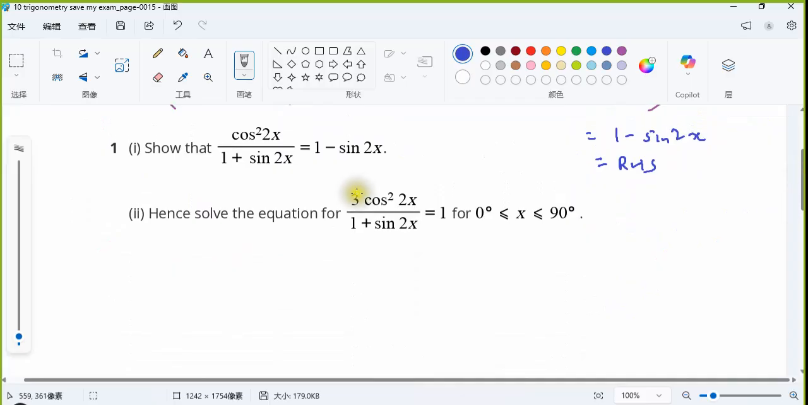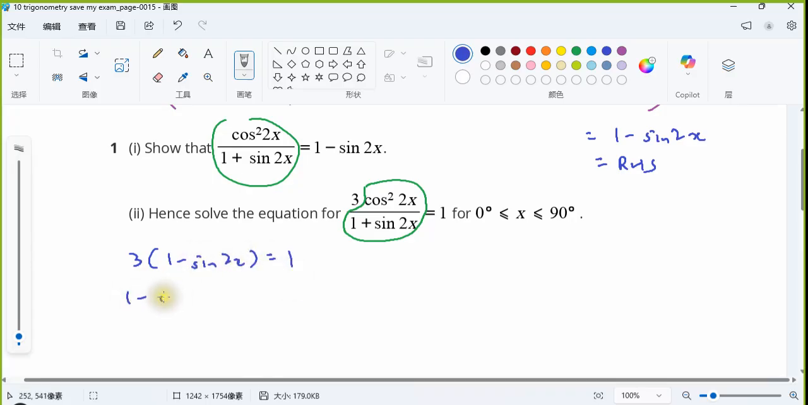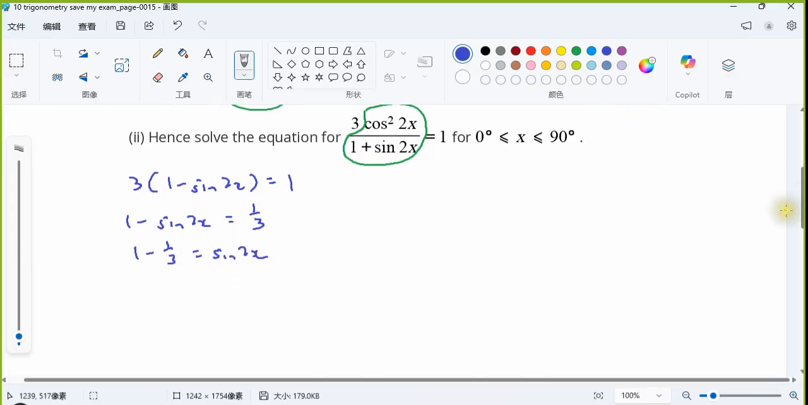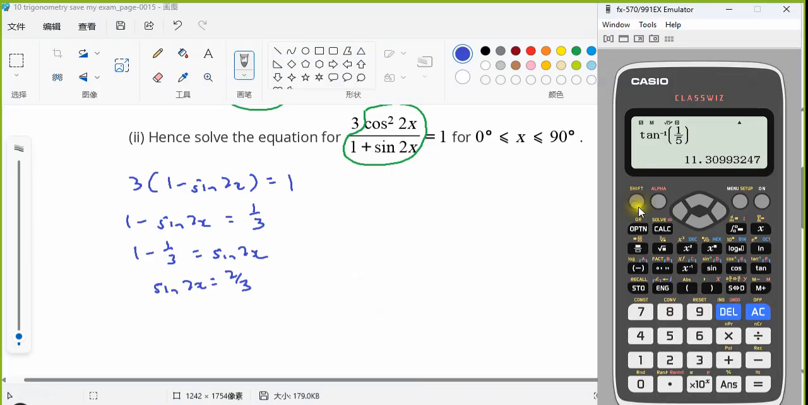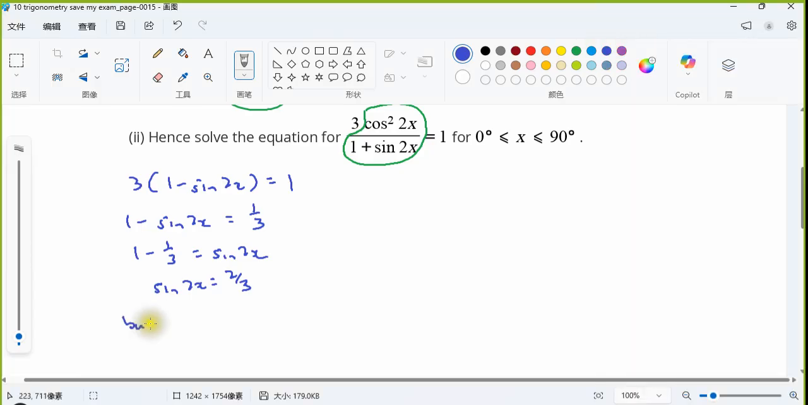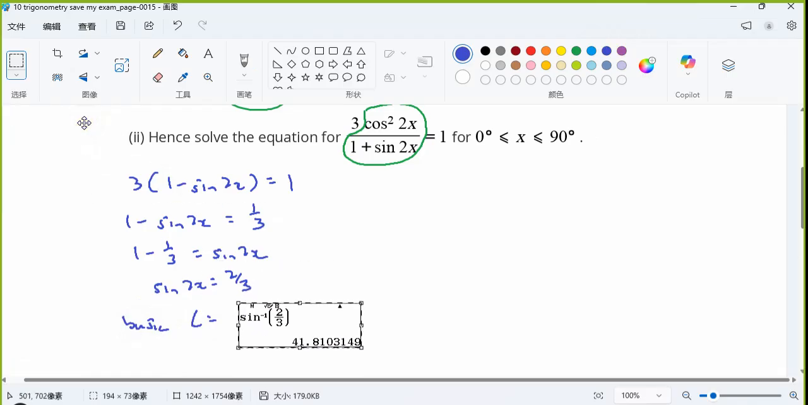Hence, solve this. So the cos squared 2x is equal to this. So we have 3 times 1 minus sine 2x equals 1, so 1 minus sine 2x equals 1 over 3. 1 minus 1 over 3 equals sine 2x, so sine 2x is equal to 2 over 3. So we have arc sine 2 over 3 is the basic angle. So the basic angle will be this.